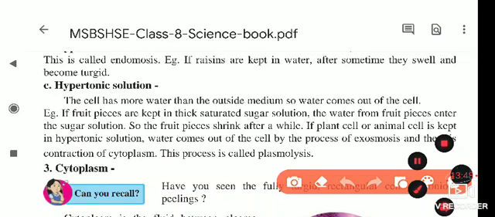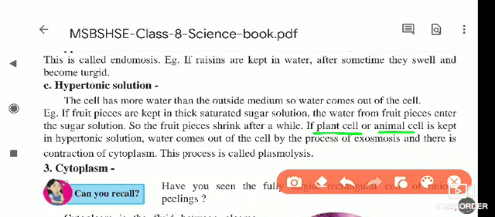Now here, a plant cell or animal cell is kept in the hypertonic solution. The water comes out of the cell by the process of exosmosis. There is a contraction of the cytoplasm. This process is called plasmolysis.